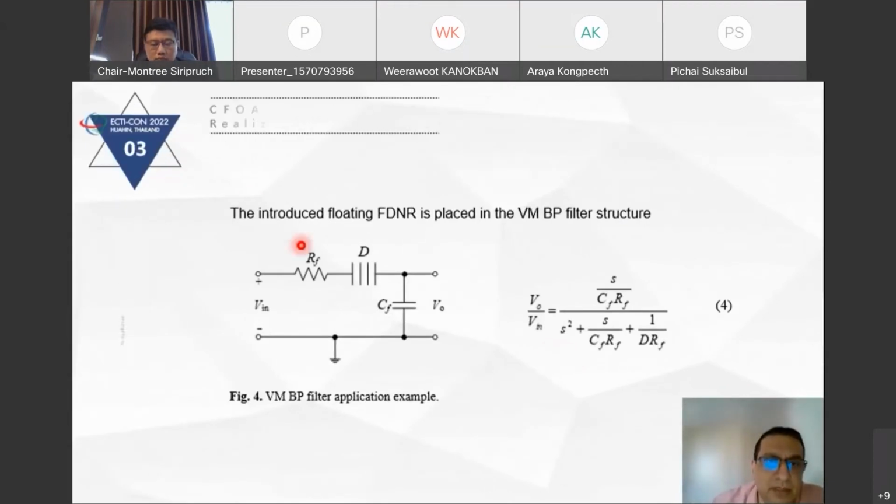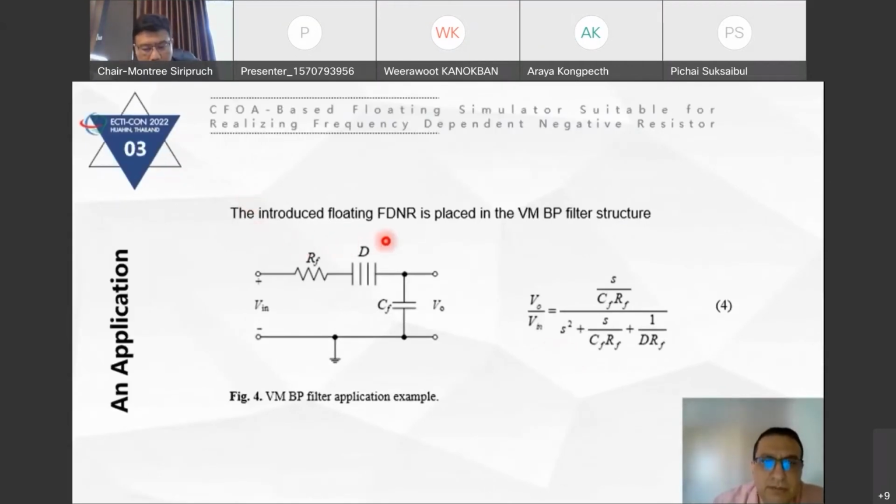As an application, the introduced floating FDNR is placed in a voltage mode second order bandpass filter as given here. You can see our FDNR is here, and it is in series with the resistor and capacitor, and the output voltage is taken across the capacitor. The transfer function of this circuit is given in equation 4. As you can see, it is a bandpass filter.